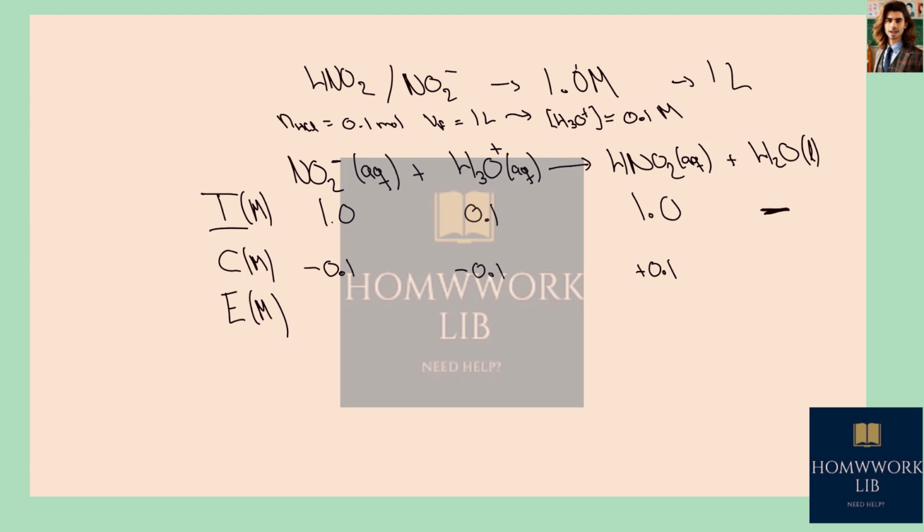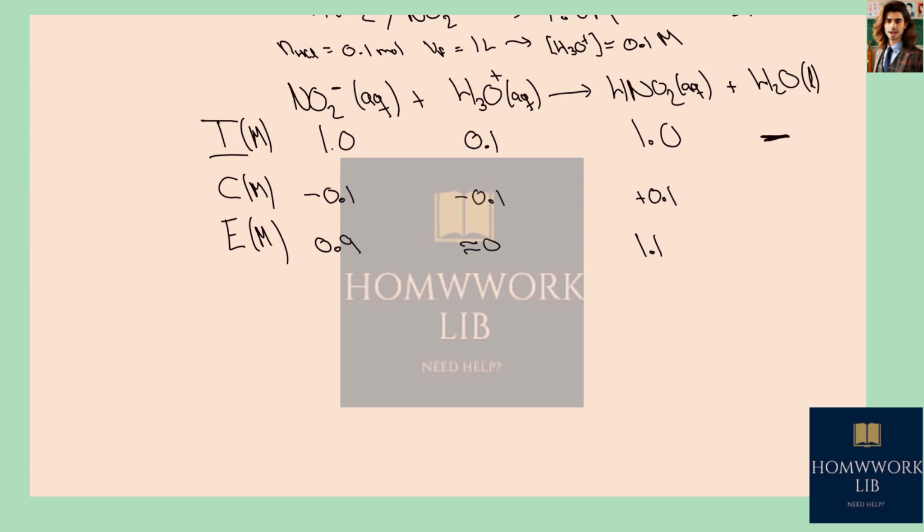So at equilibrium, I'm going to end up with 0.9 of the conjugate base. I'm going to have something close to 0 of H3O plus. And I'm going to end up with 1.1 of my corresponding acid, the nitrous acid. So as you can see, we have a combination of an acid and its conjugate base. So how do I calculate the pH in those cases? That means that we have a buffer and we use the Henderson-Hasselbalch equation.